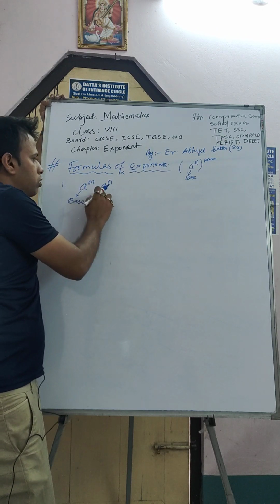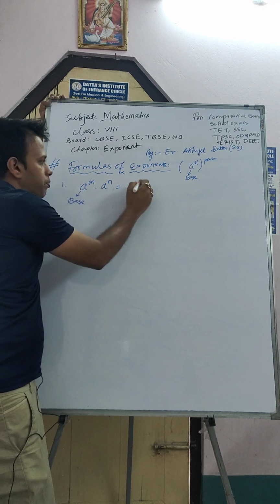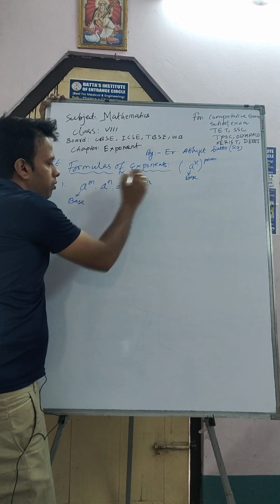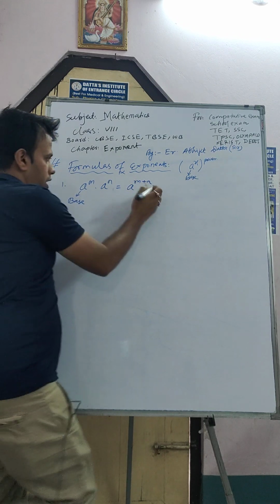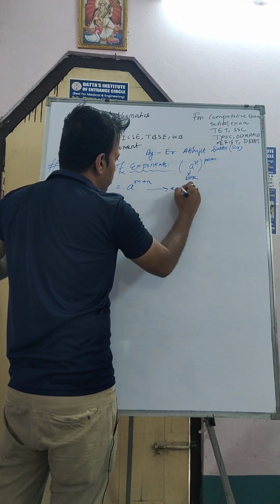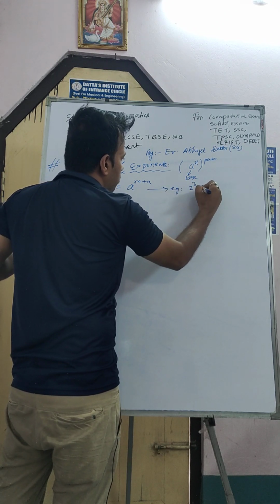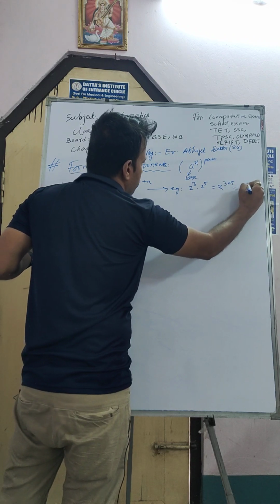So this one is base, this is also base. If the base is equal, then the powers will be added. Now I take one example: 2 to the power 3 and 2 to the power 5. It will be 2 to the power 3 plus 5, that is 2 to the power 8.